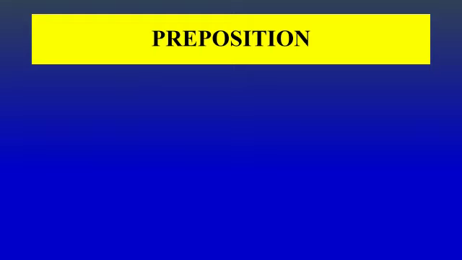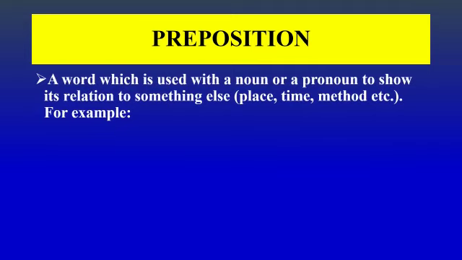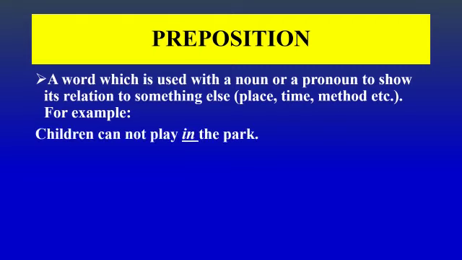The next is preposition. As the very word indicates, it is to tell something about the positioning. So how it works? A preposition is a word which is used with a noun or a pronoun to show its relation to something else in terms of place, time, or method. And how it happens? For example, children cannot play in the park.